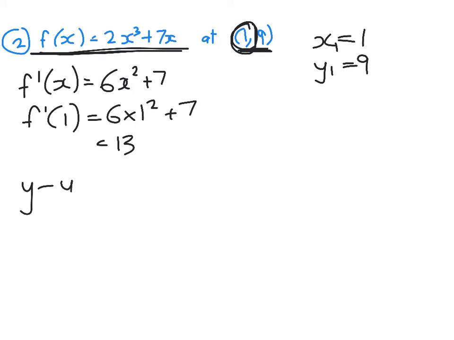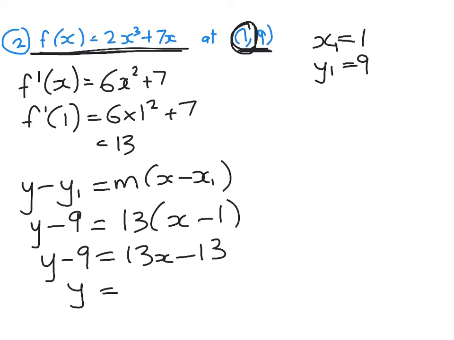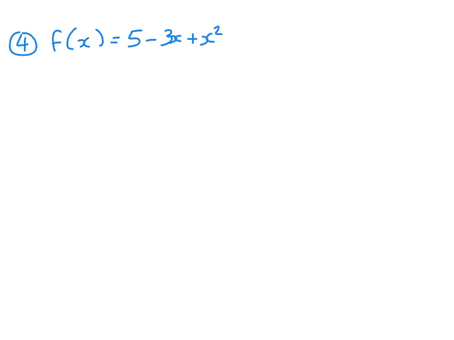Now, chuck it in here, y minus y1 is equal to m times x minus x1, and we've got all of the information we need. We've got y minus 9 is equal to 13 times x minus 1. That gives me y minus 9 is equal to 13x minus 13. So y is equal to 13x minus 4. Right, we like this. This is in the form of y equals mx plus c.